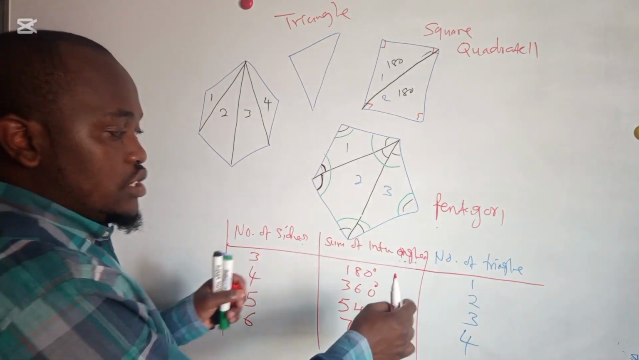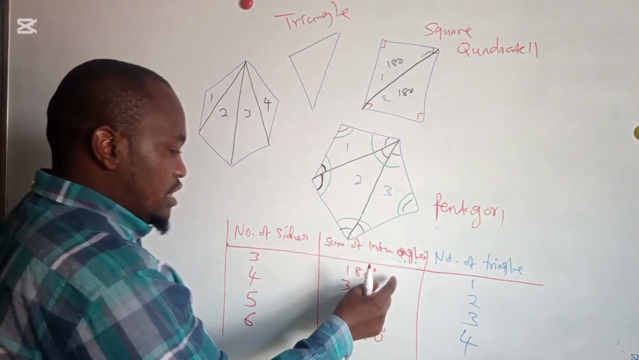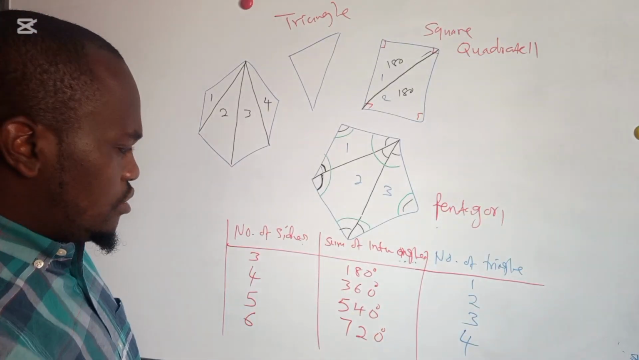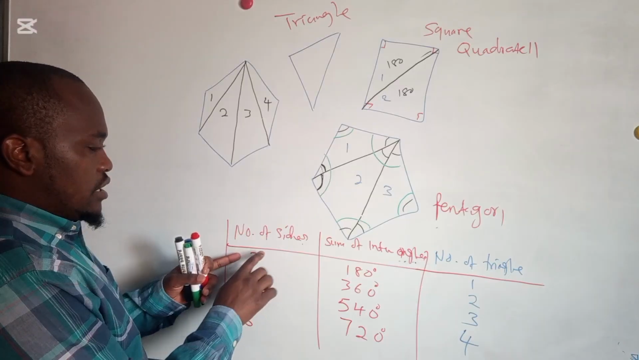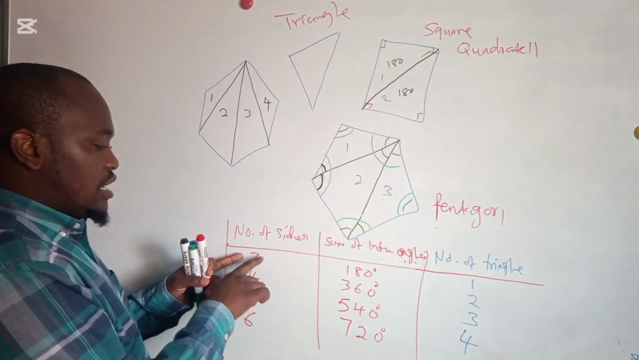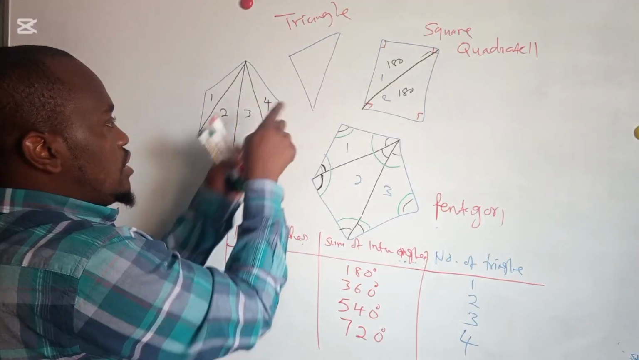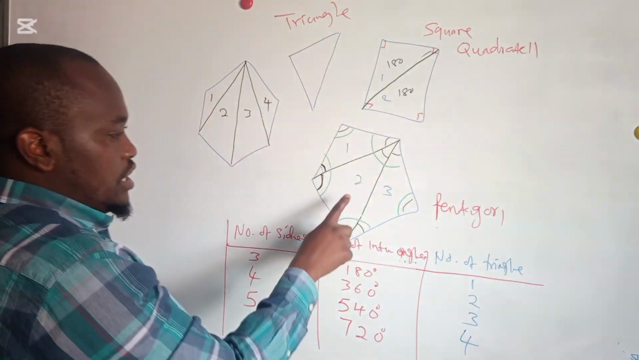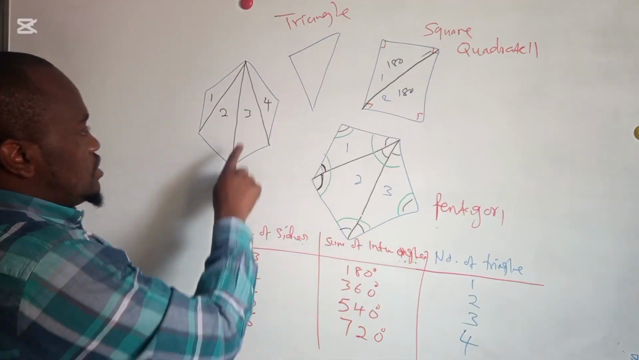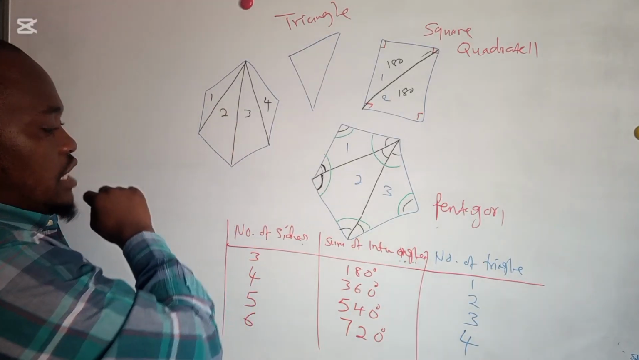Now, I wanted you to see the relationship between the number of triangles and the interior angles. What we can note is that the number of triangles is like the number of sides minus 2. If you have 3 sides, you have 1 triangle. If you have 4 sides, you have 2 triangles. If you have 5 sides, you have 3 triangles. If you have a 6-sided figure, you have 4 triangles.